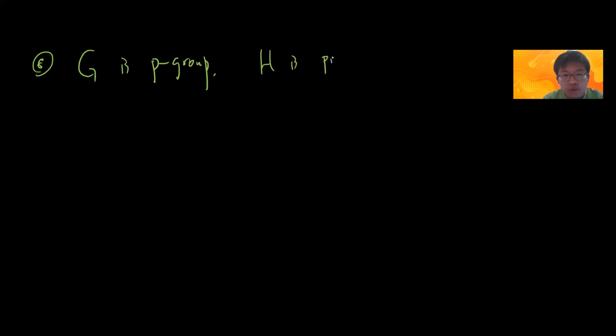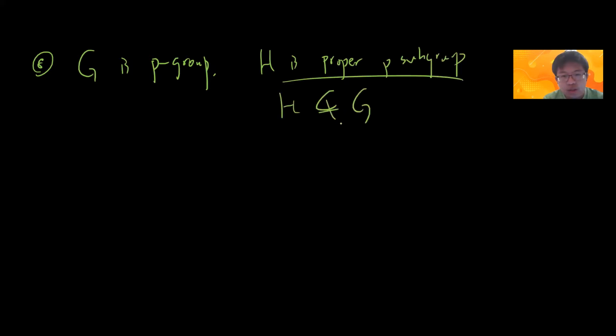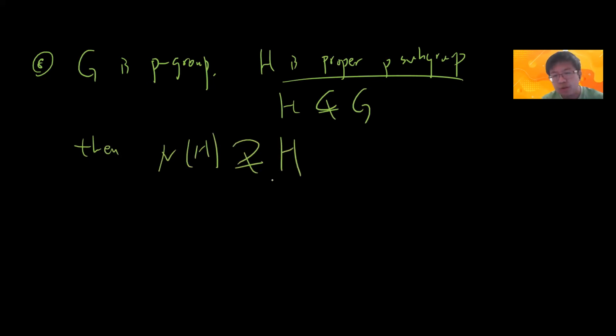Number 8, which is what we are going to prove, is that suppose G is a p-group, and let H be a proper subgroup, so H is not the same as G. Then the normalizer of H is definitely larger than H.